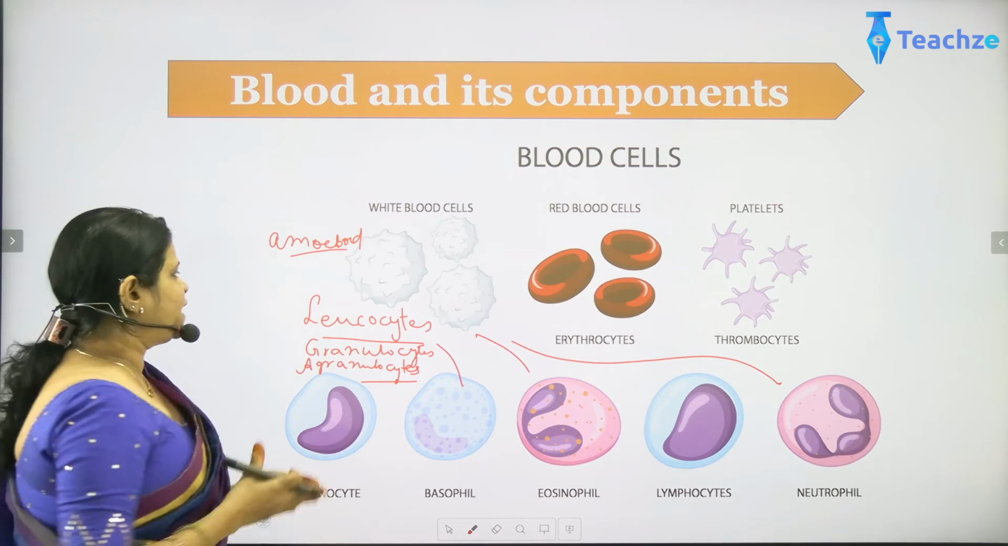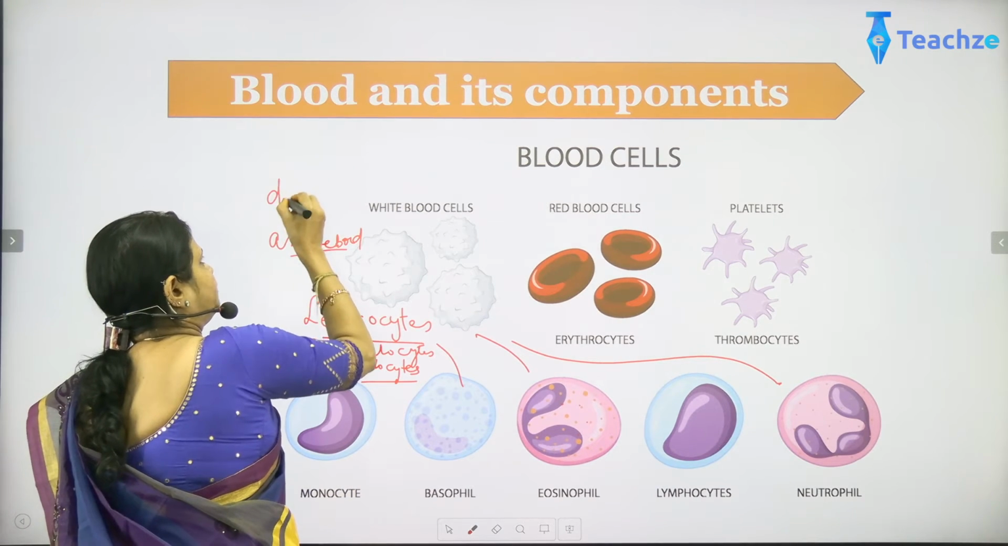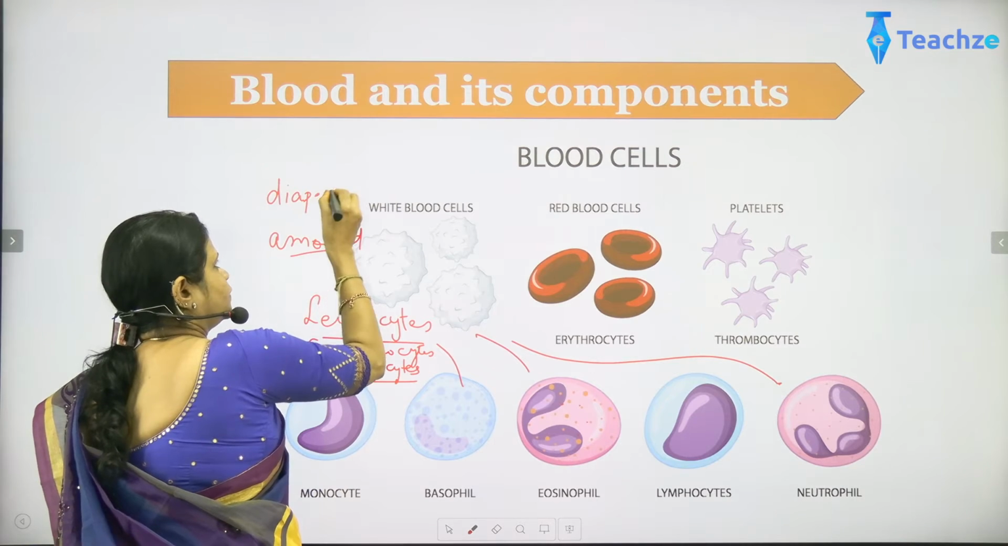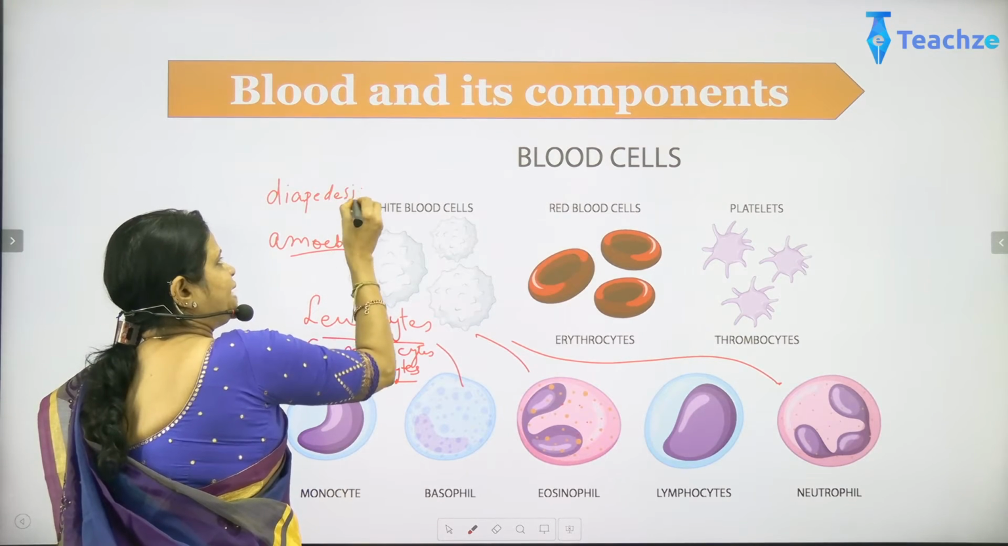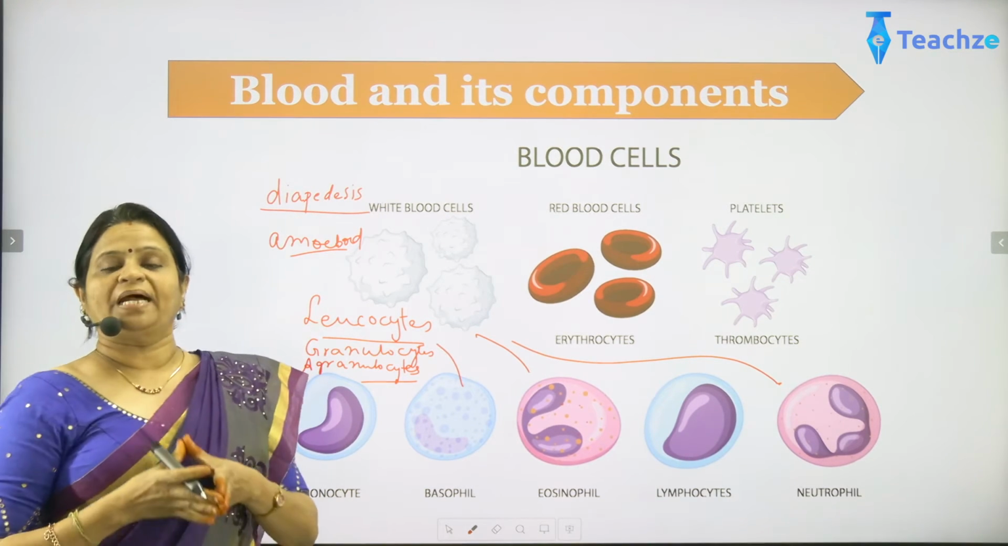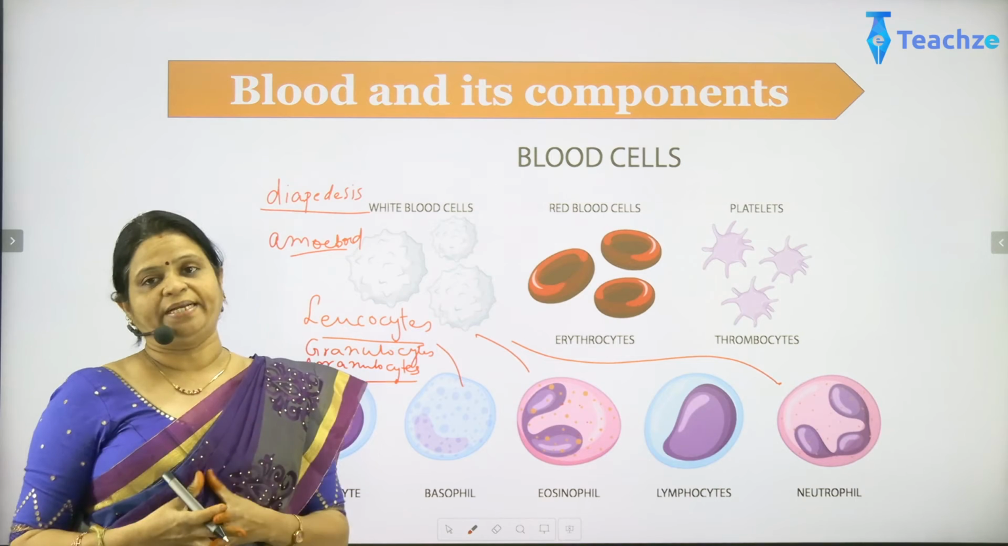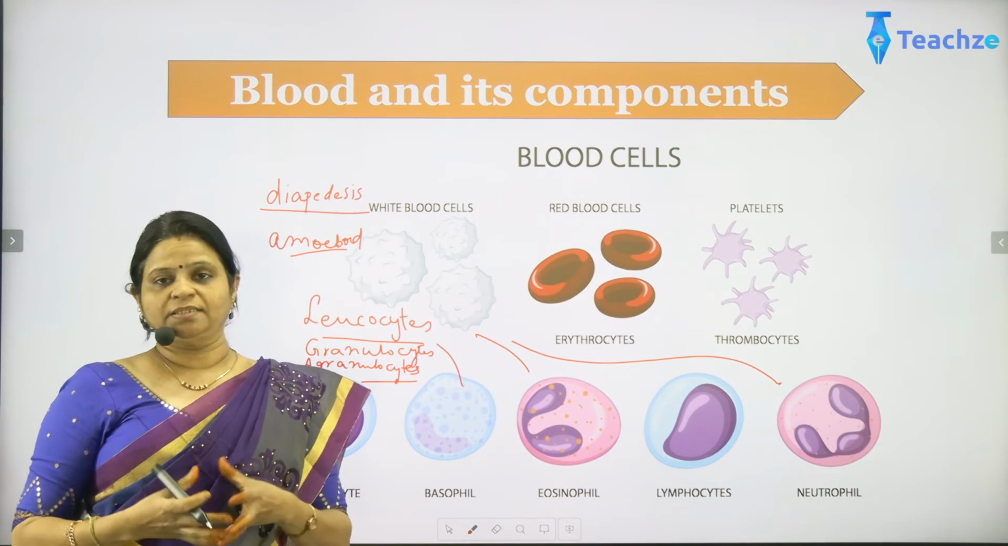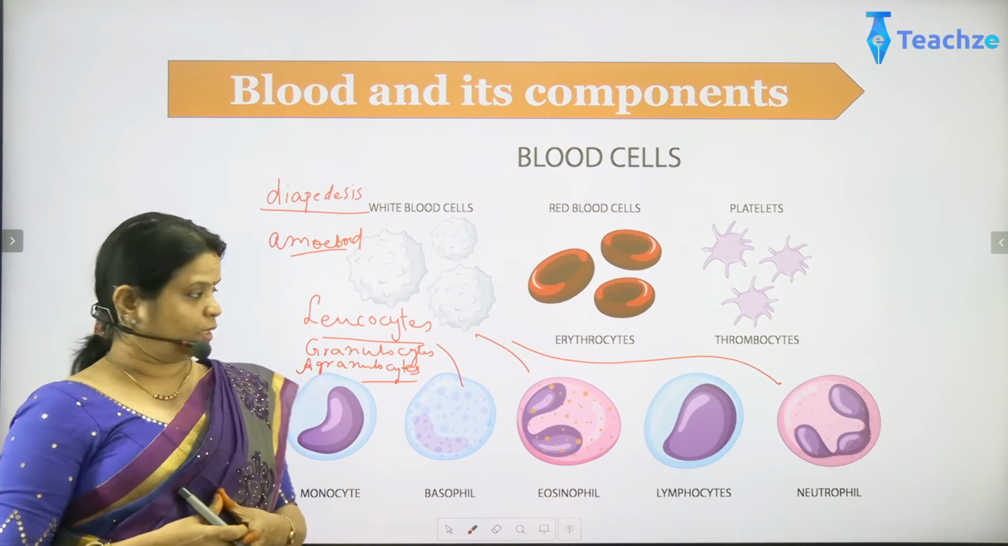And that squeezing, we call it diapedesis. Diapedesis is the way they move through the blood vessel walls so that they can fight against diseases, by changing shape and squeezing through at that particular place.